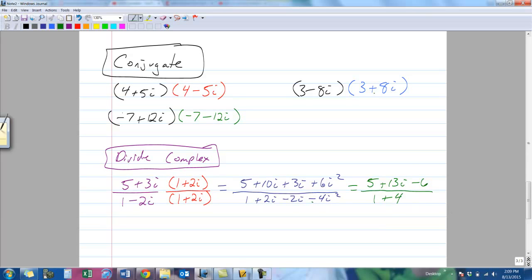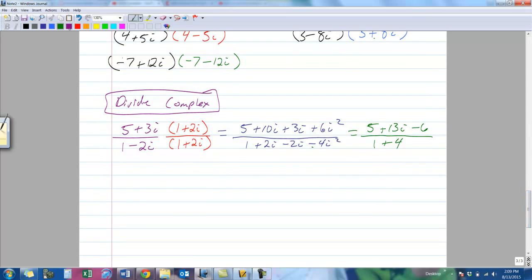But look at that. In the denominator, the i's are gone. The conjugate eliminates the i's. So the top is going to become negative 1 plus 13i over 5. Now, there's no i in the denominator, so that is an acceptable answer. So when you're dividing by a complex number, if you have an imaginary in the denominator, you're going to multiply by the conjugate. We'll practice some more in class.